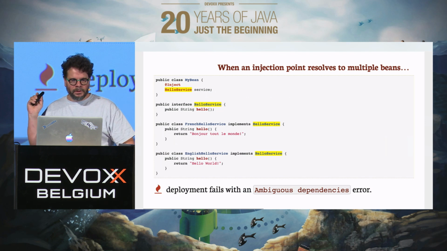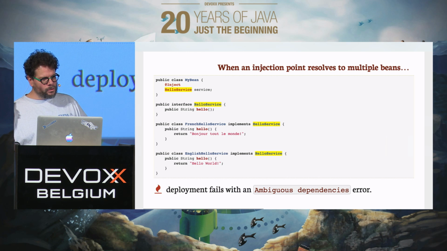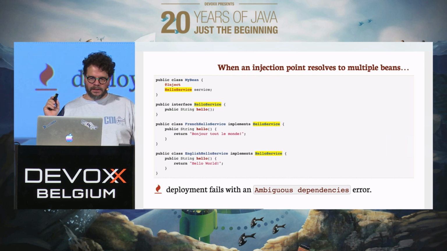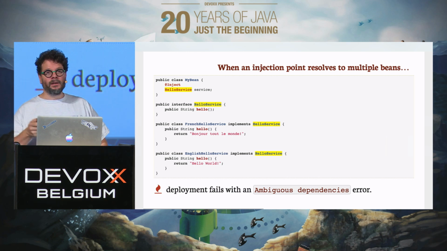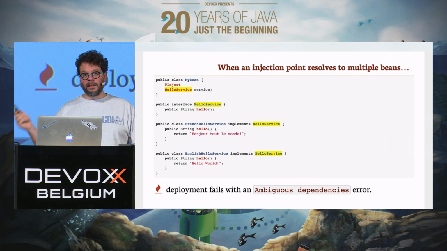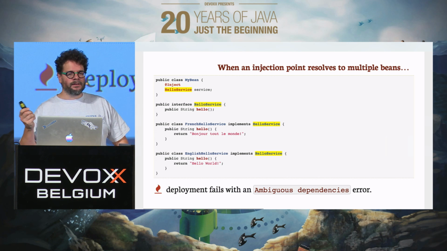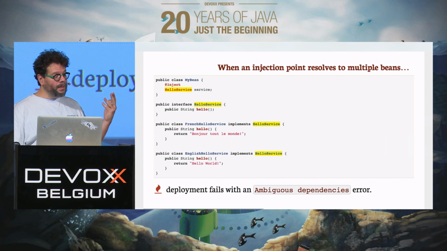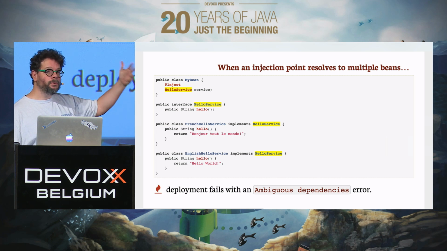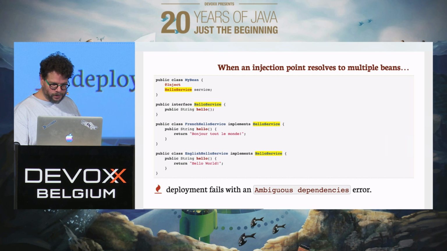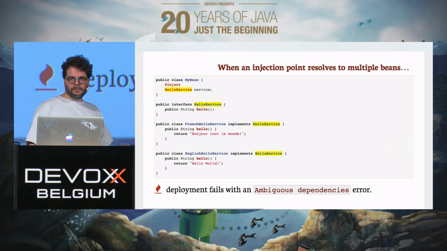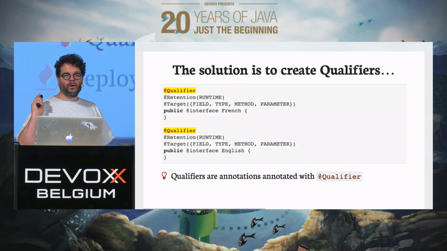So we have two bins. We have a French hello service and an English hello service, both of them implementing the hello service interface. And I want to inject the hello service in a third bin. When I do that, I will have an ambiguous dependency error at boot time. The container will detect that there are two candidates for this injection point. So what I can do is to define a qualifier.